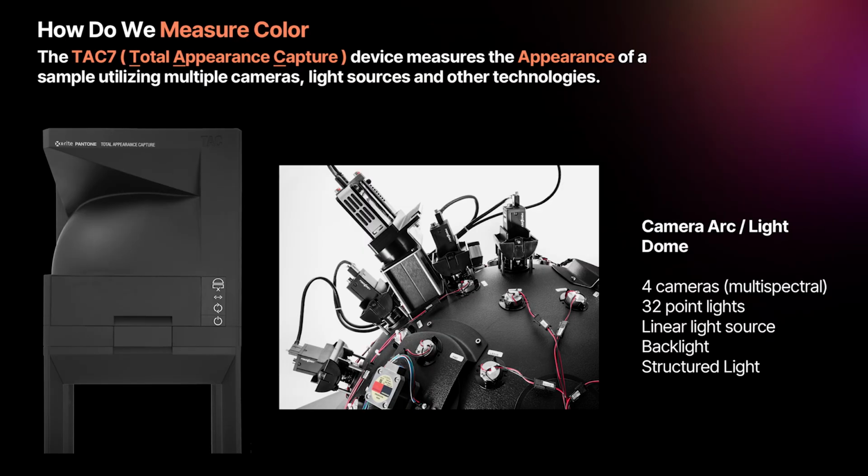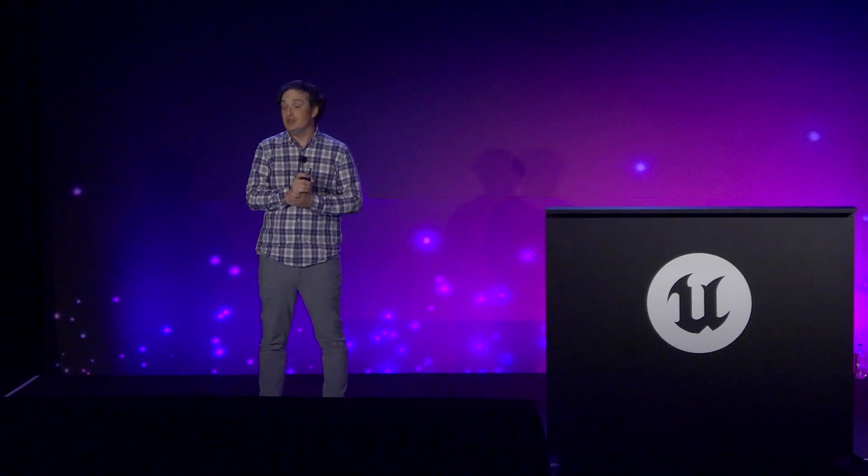We also have another device called our TAC7. This device measures appearance by using a lot of different technologies. We are using spectral filter wheels for the color, like our spectrophotometers, but we also have things like a projector and a linear light source, so that we can get the full appearance. Think of this as many multi-angle measurements, where we're getting thousands of different views of this material to create that final AxF.